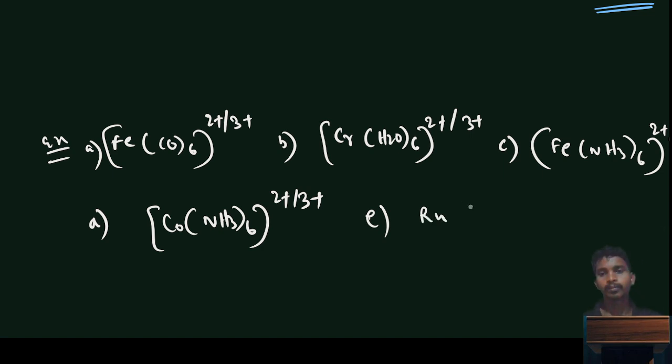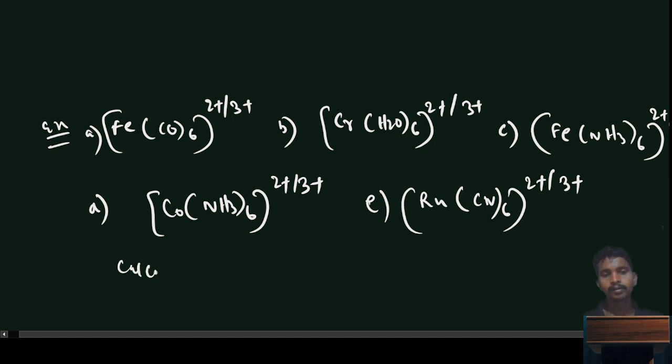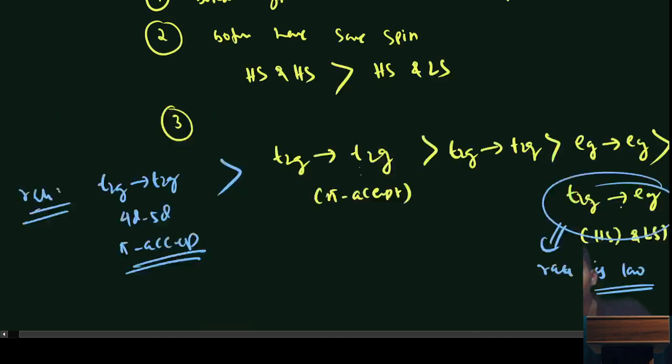And we have E, that is rubidium CN6, 2+ and 3+ is there. So calculate the rate of the outer sphere mechanism. So how will the rate be?